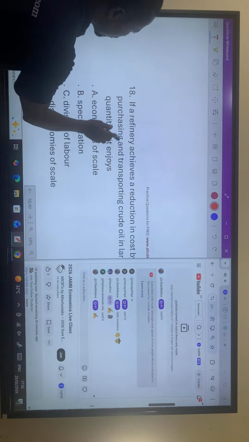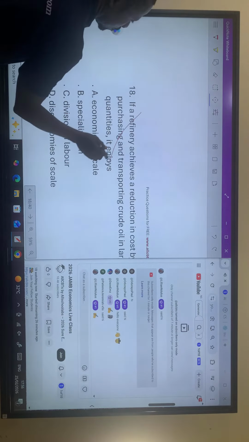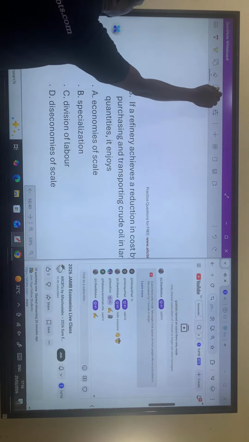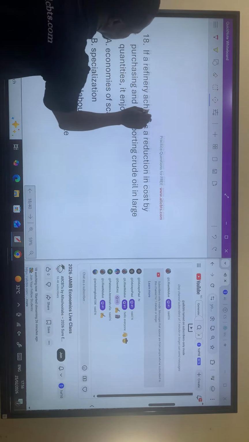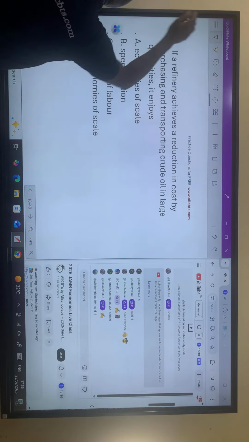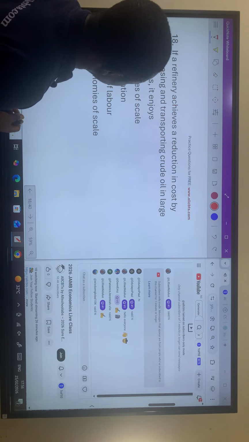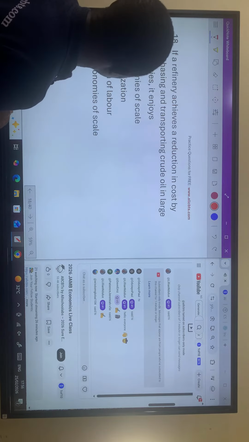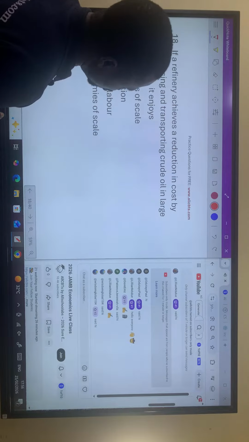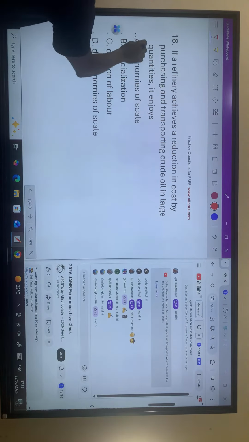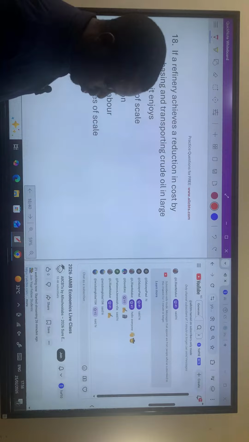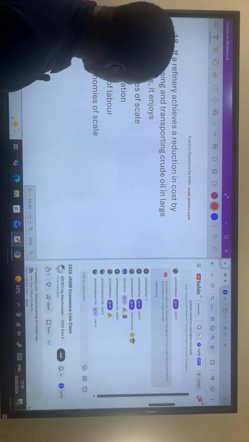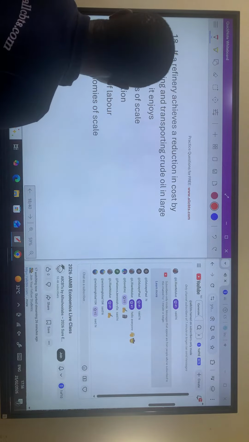The next question. If a refinery achieves a reduction in cost by purchasing and transporting crude oil in large quantities, it enjoys, of course, economies of scale. Economies of scale is what you enjoy when you are producing on a large scale, in large quantity. We call it economies of scale.